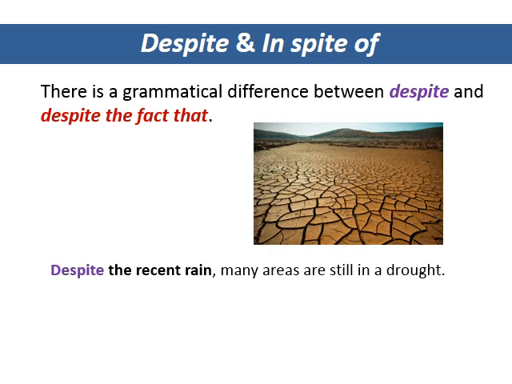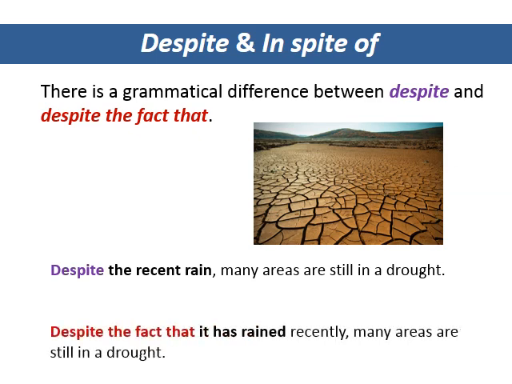Despite the recent rain, many areas are still in a drought. Despite the fact that it has rained recently, many areas are still in a drought. Did you figure out the difference? In the first sentence, despite functions as a preposition followed by the noun phrase, the recent rain. We are using despite as part of a prepositional phrase.